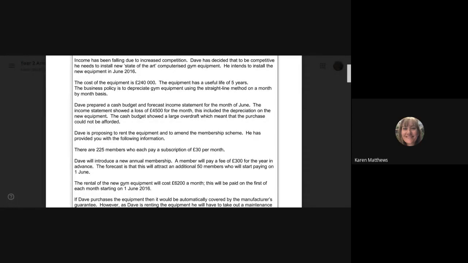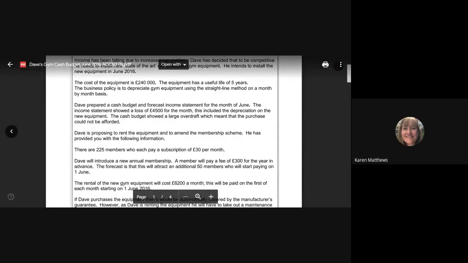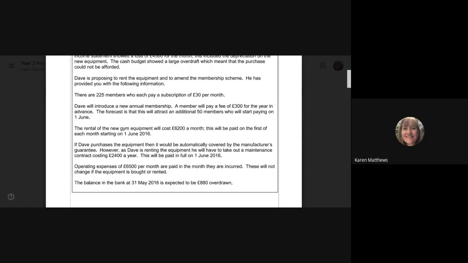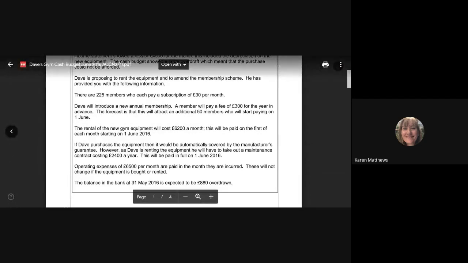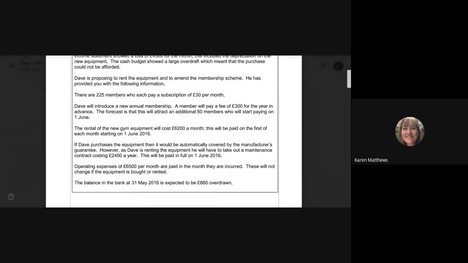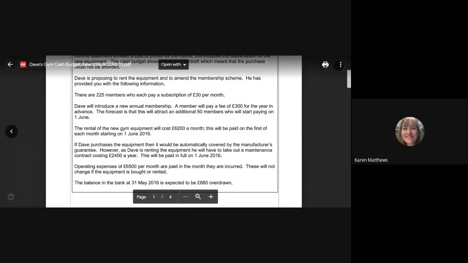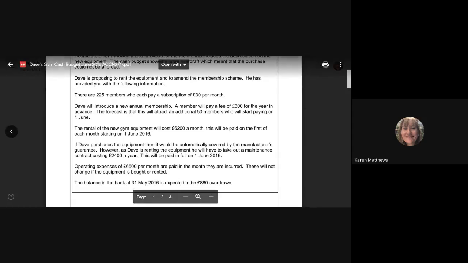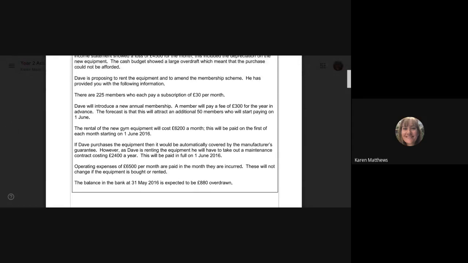So Dave is proposing to rent the equipment and to amend the membership scheme. He's provided you with the following information. There are 225 members who each pay a subscription of £30 per month. Dave will introduce a new annual membership. A member will pay a fee of £300 for the year in advance. The forecast is that this will attract an additional 50 members who will start paying on the 1st of June.